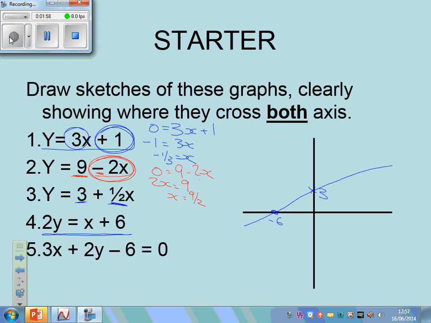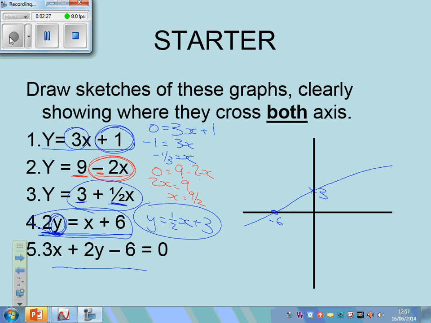I've now written this one in a slightly different way, and some of my class might want to do tables of values to try and figure it out, but what you really need to do is make this a y all on its own. The issue is we've got this 2 here, so you've got to divide everything by 2. So if we divide everything by 2, we've got a half of x there, and 6 divided by 2 is 3. Oh look, we've just done that one. These two were both exactly the same, it was just a different way of writing it. And that's leading us on to this next one, which I'm going to do on the next screen, showing you lines that are written in a slightly different way.